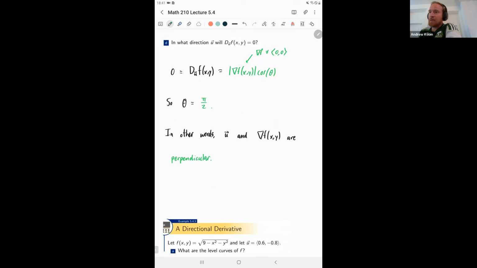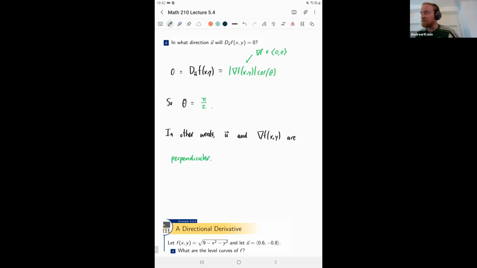So we just learned two things. The gradient points in the direction of maximal increase of the function, and the length of the gradient vector tells you that amount of maximal increase. And on the other hand, directions perpendicular to the gradient vector will be of minimal increase, or will have directional derivative equal to 0. So no rate of change along those.